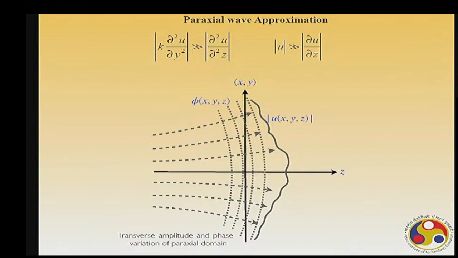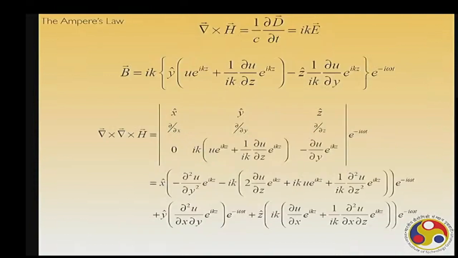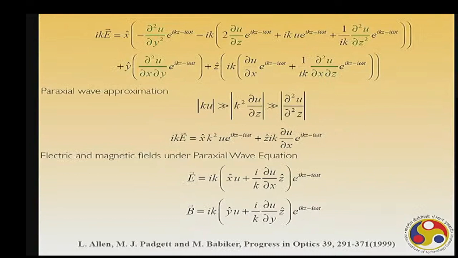Now, to calculate this electric field, we are going to take help from Ampere's law in the absence of current. And you can see there is a lot of calculation. Under this paraxial wave approximation, k times u is very, very greater than k square del u del z, which is very, very greater than del square u del z square. Then you have the electric field, E equal to i times k x cap u plus i by k del u del x of z, and then you have the phase part. You can see that if you do the dot product E dot B initially, they are not perpendicular to each other. If I neglect the axial variation, then they are, but this is the real field, coming from the transverse electromagnetic field from the laser cavity.